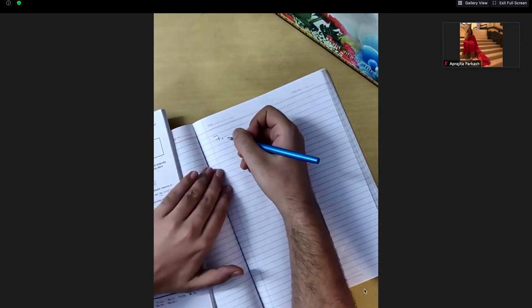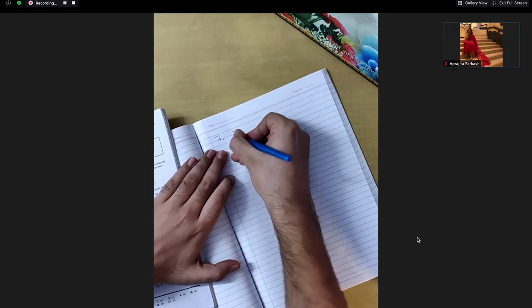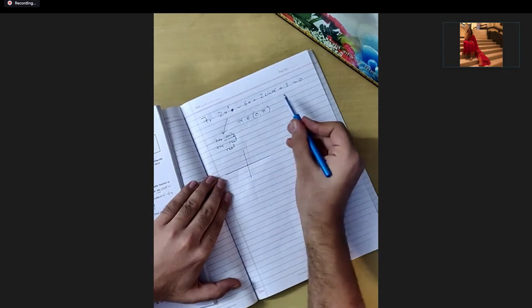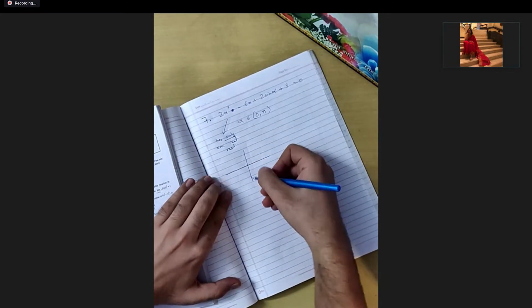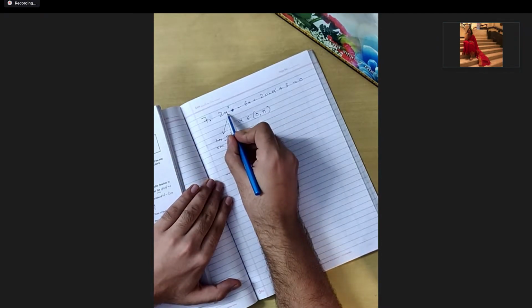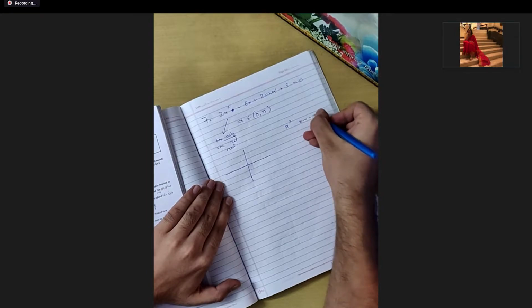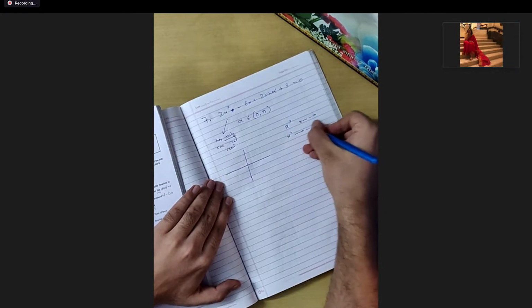So this is the problem. We have an equation given, 2x cubed, a cubic polynomial, when x tends to minus infinity. If you put that in here, this will also tend to minus infinity, right? x cubed, when x tends to minus infinity, x cubed also will tend to minus infinity.